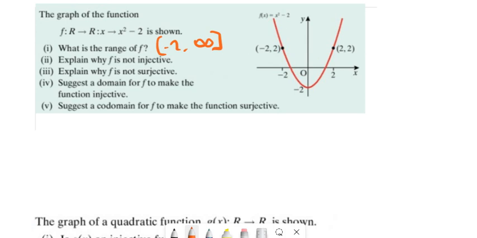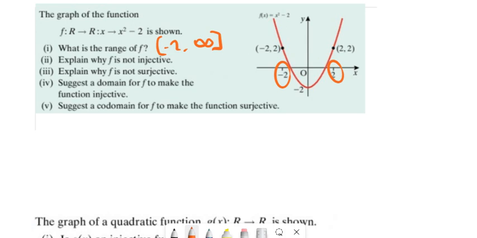Right, so we have to explain now why it's not injective. Well, you could do the horizontal line test. You can see that it cuts the graph twice. So that's one reason you could write down. Or you could say that -2 and 2 both go to the same output, which is 2.